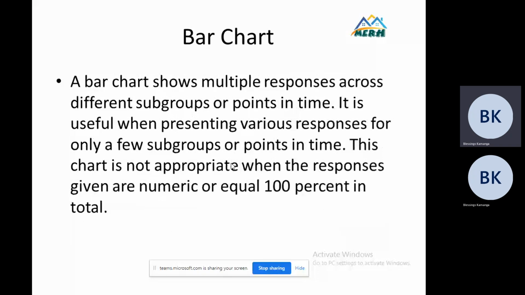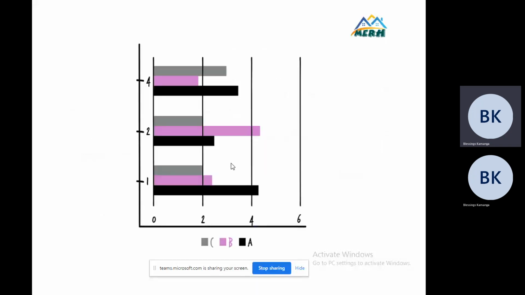So the first type of data visualization is a bar chart. Now, this one shows multiple subgroups in a point in time, and it is only used when presenting various responses from only a few subgroups or points in time. So you don't need to crowd this. It doesn't need to have too many data points or points of focus, but it only has to have at least a few subgroups, and it has to be at least equal to 100%. So this is how a bar chart looks like.